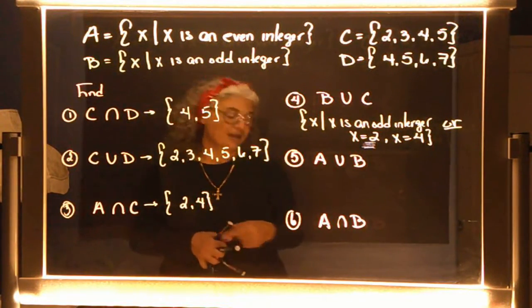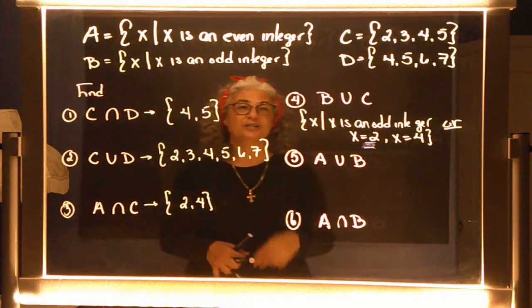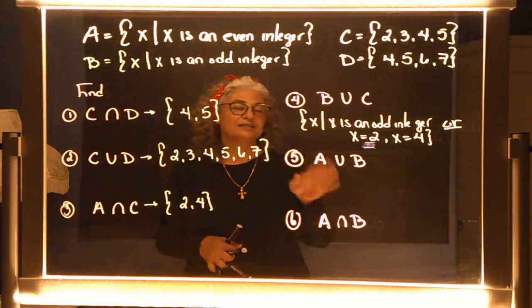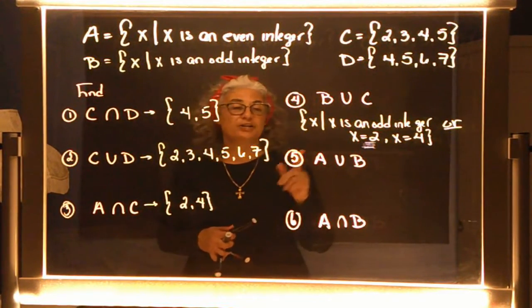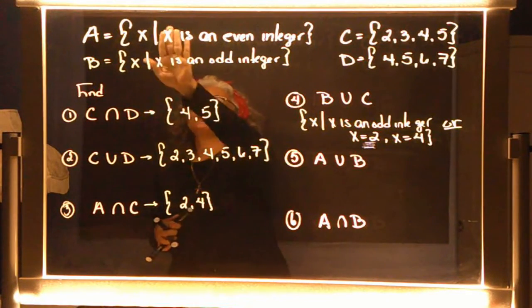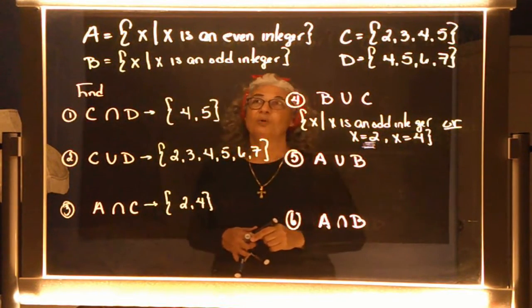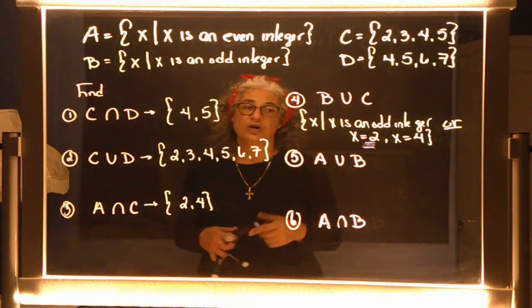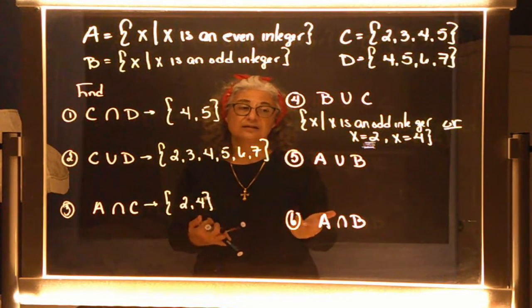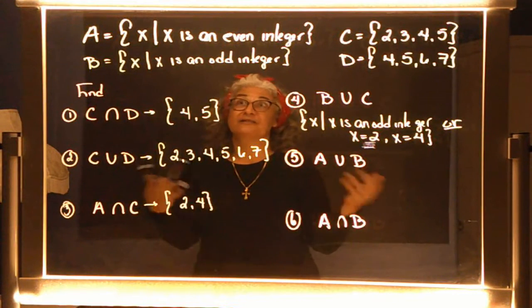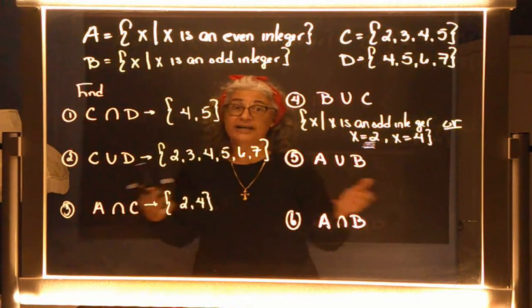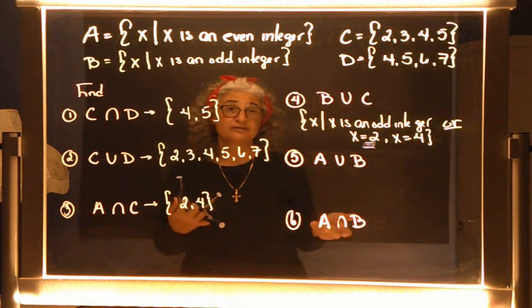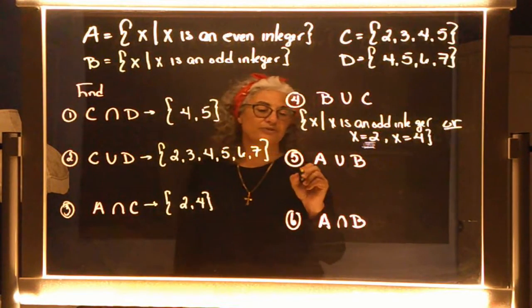Got it? And hopefully you caught my spelling error because I sure did. Integer. Got it. Good? Let's look at number 5. Number 5 wants the union between A and B. Well, A is the set of all even integers, B is the set of all odd integers, which means technically A union B is just the set of integers, isn't it? Odd and even together. Agreed?